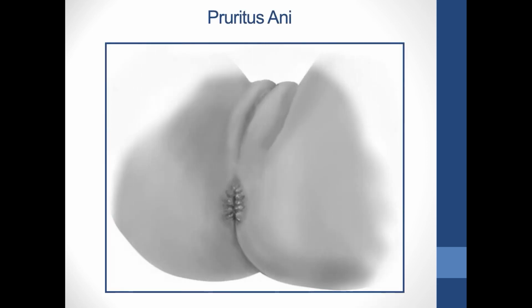Pruritus ani, this is irritation of the anus. Again, it's idiopathic. We're not quite sure why it happens, but it's itching of the anal area like you can see there in the photo.